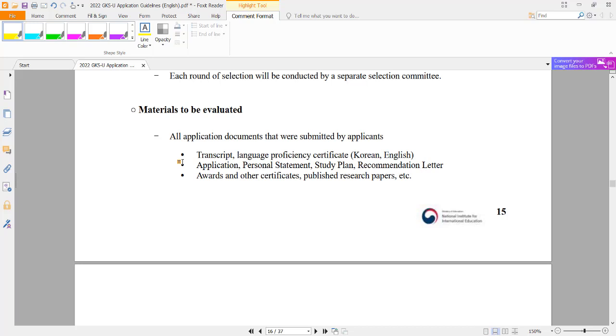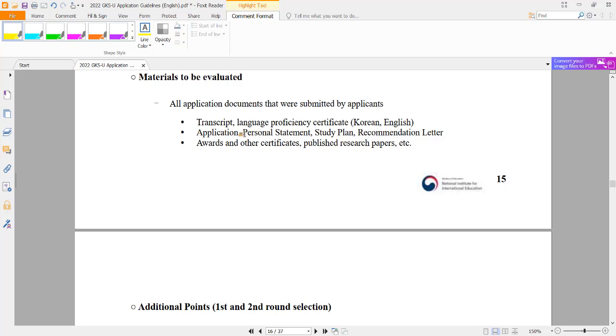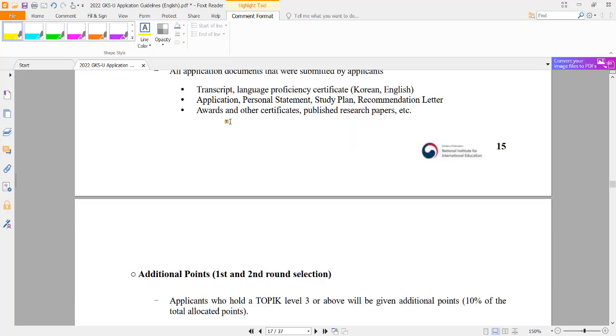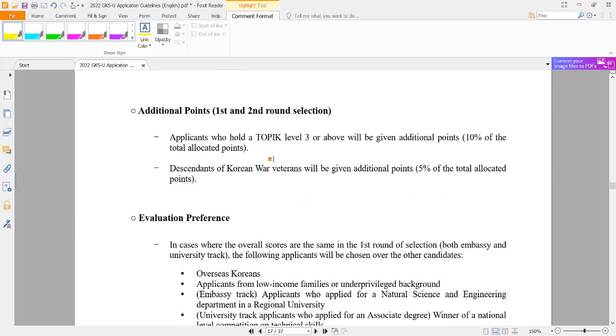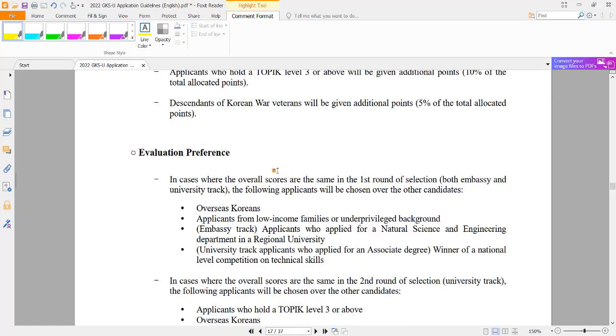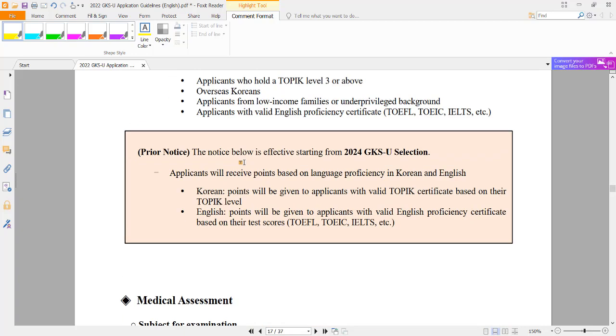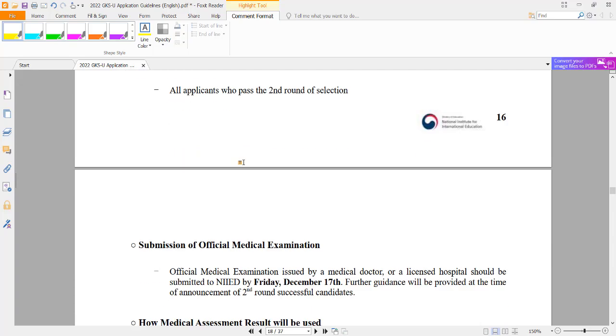Then the application, personal statement, study plan, essays, and recommendation letters play an important role. Later, the third part is awards and other certificates, whatever you are giving as extras. So these are the stepwise evaluation stages. First they will check your transcript, then the application, essays and everything, and finally other certificates like awards and whatever else you are submitting. That's all about the application that they are giving.